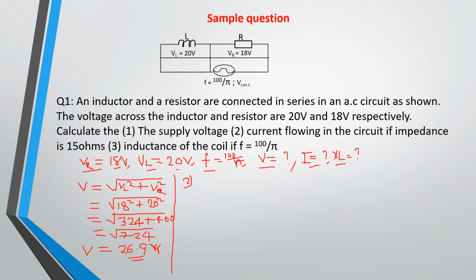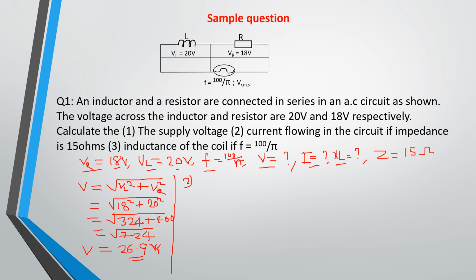Second part is the current flowing. Okay, so for you to get the current that is flowing, you must first of all, you already know the voltage. Okay, you know the voltage, and they said to calculate the current flow in the circuit if impedance is given to you to be 15 ohms. So I didn't even bring that out initially. So they were giving the impedance of this circuit to be 15 ohms. Sorry about that, I didn't bring that out.